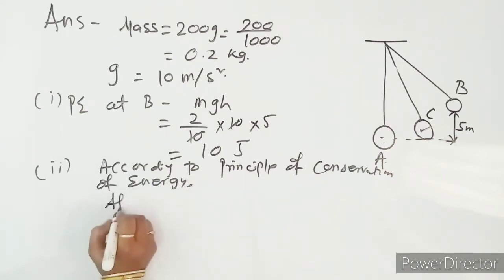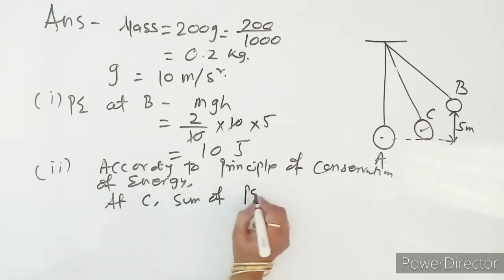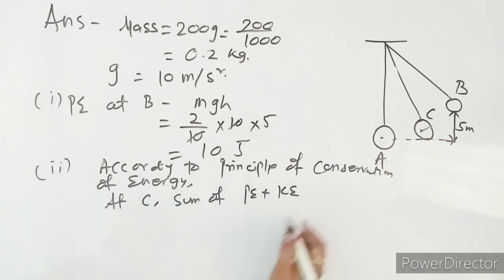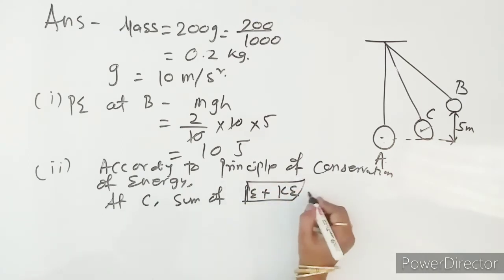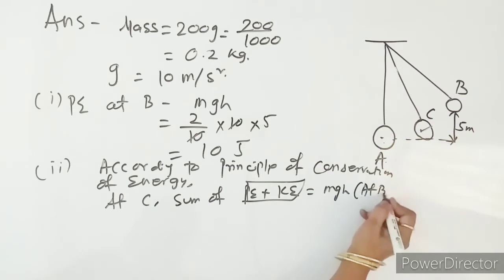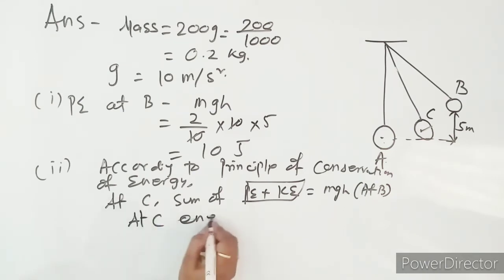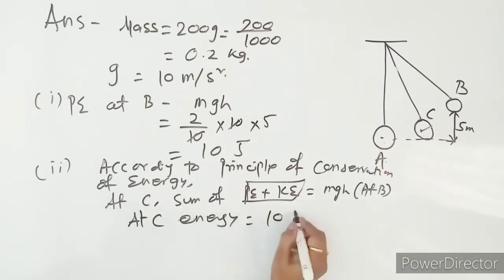So at C, the energy is the sum of potential energy plus kinetic energy. But here it is equal to mgh, what we are getting at B. So at C, energy equals 10 joule. Okay, then let us go for the third bit.